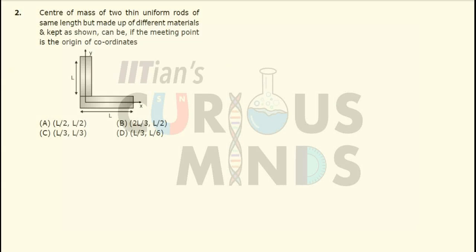The center of mass of two thin rods of the same length but made of different material is given here. If the meeting point is at the origin, which can be the center of mass? First of all, let us assume that both these masses may or may not be different, whatever it may be.